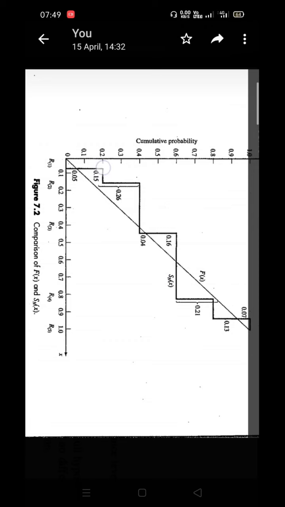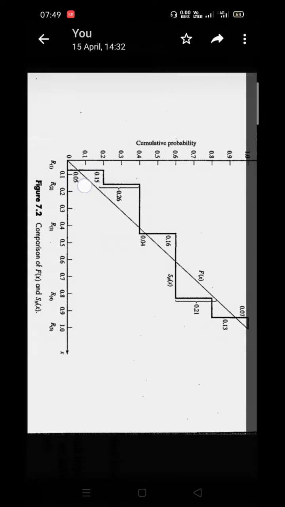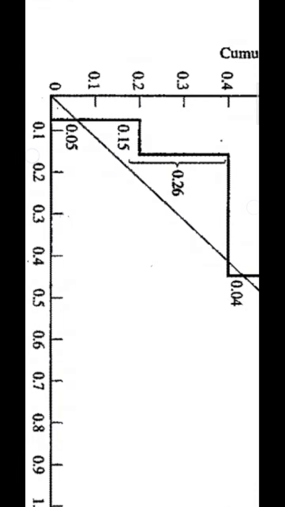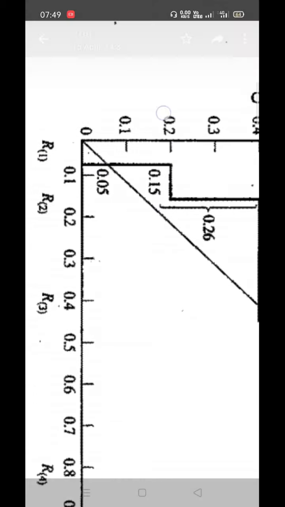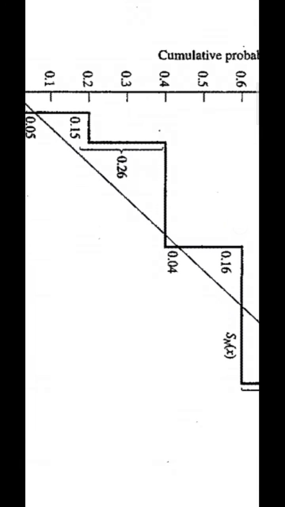So 0.2, concentrate on the pointer. 0.2 is represented for the first random number. For the first random number, what is the value? 0.05. The x-axis value is 0.05. Hope it is visible, right? This is the x-axis value 0.05, and the y-axis value should be 0.2.